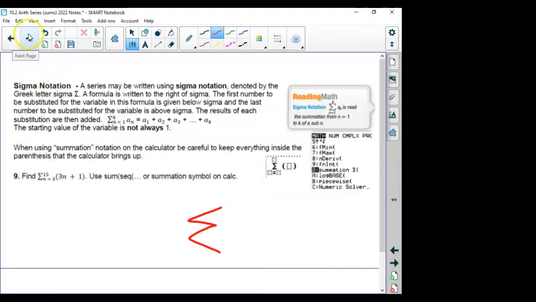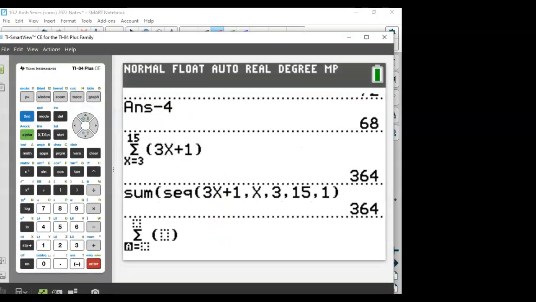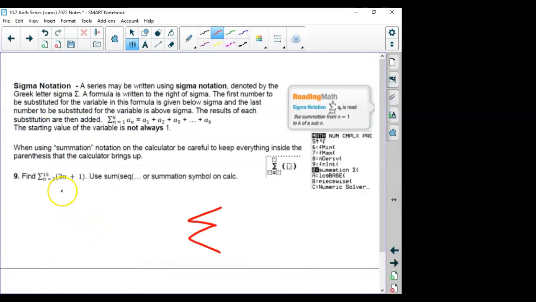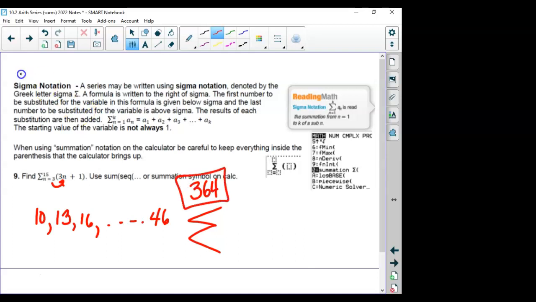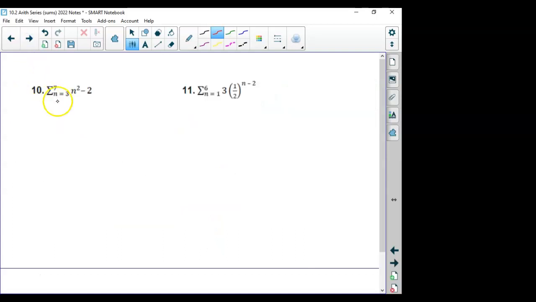Okay. So what did we get for this answer, guys? I forgot. I wasn't paying attention to my calculator. 364. By the way, what this sequence looked like, you would put in a 3. 3 times 3 plus 1 is 10. Then you would put in a 4. 3 times 4 is 12, plus 1 is 13. Then you would put in a 5. And you would keep going until you put in a 15. And we added up those numbers, okay? But it came out to be 364. We just used that summation notation. All right.